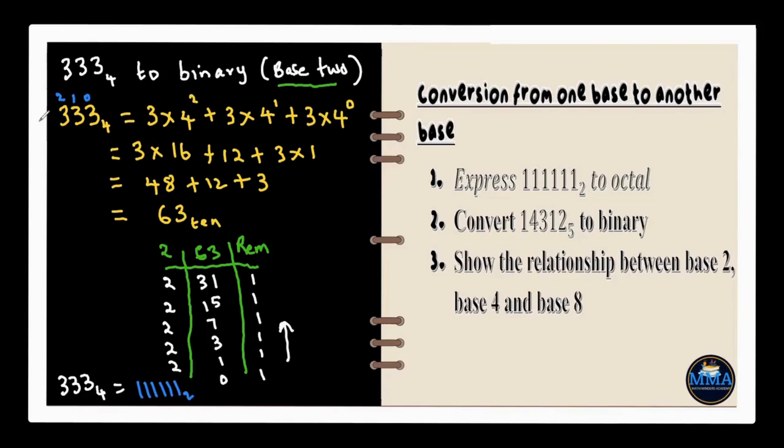And so that is how we can create a relationship between binary and octal, that is base 2 and base 8, and between base 2 and base 4.